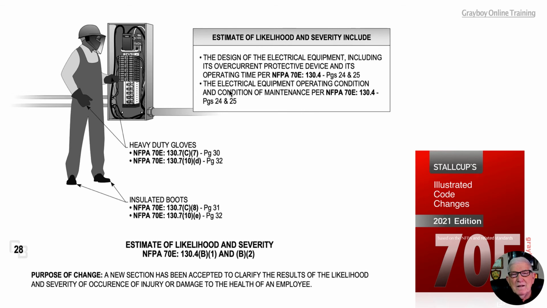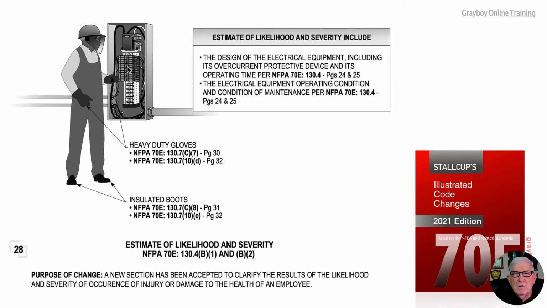Now, secondly, the electrical equipment operating condition and condition of maintenance, outlined in 130.4 on pages 24 and 25, play a big role. For example, the circuit breakers you see here in the panel should be frequently checked, electrically inspected for damage, cracked frames, things of that nature, in accordance with Annex L to NFPA 70B and Chapter 13 of NFPA 70B.